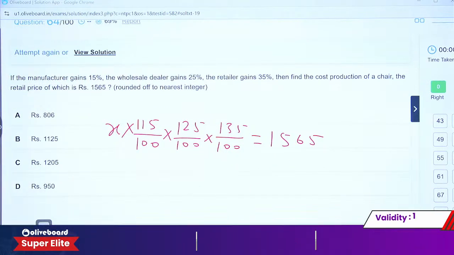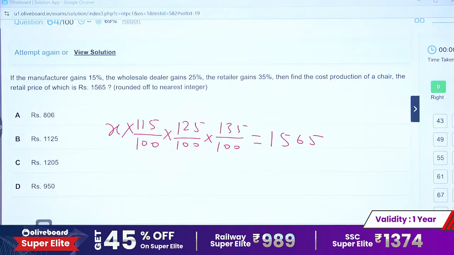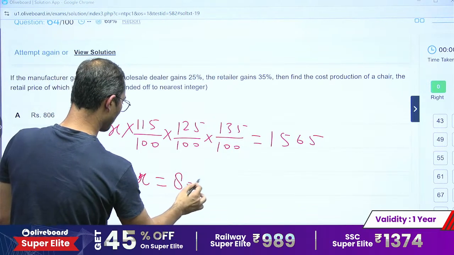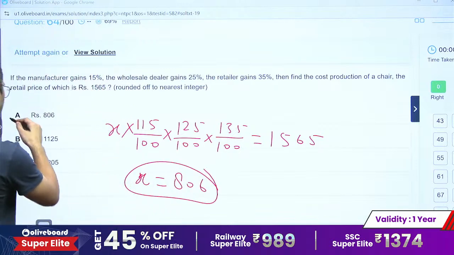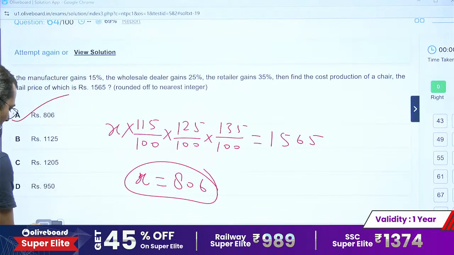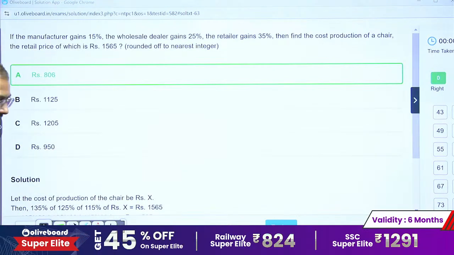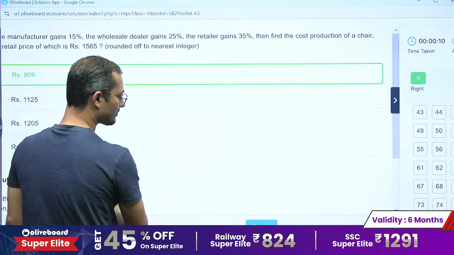So just after solving this we have to calculate. So there is no option, right? So we have to check it anyhow. So we can say that after solving A is equal to, I think, 806, right? So 806 is the right answer. So we can check it. Yes, 806 is the right answer. Yes, we are right. So moving to next question.